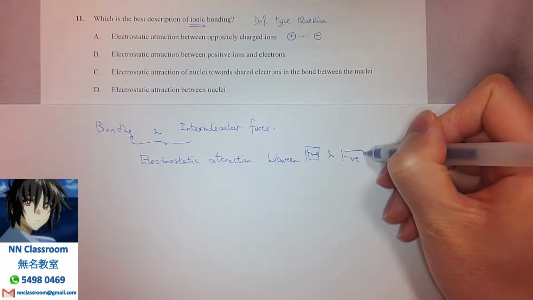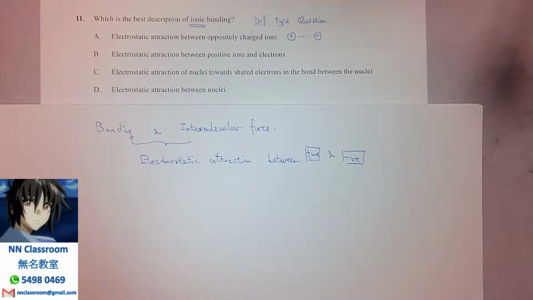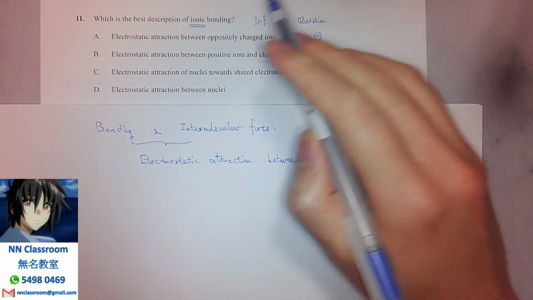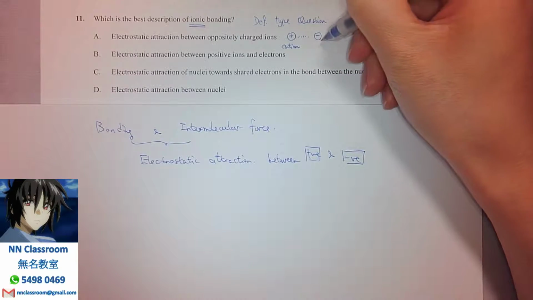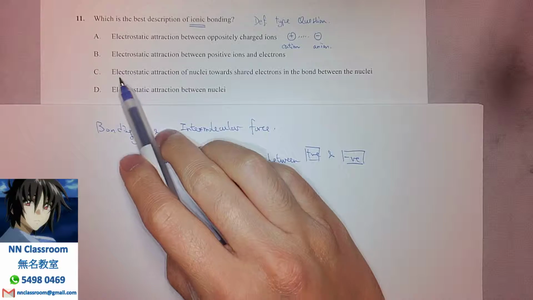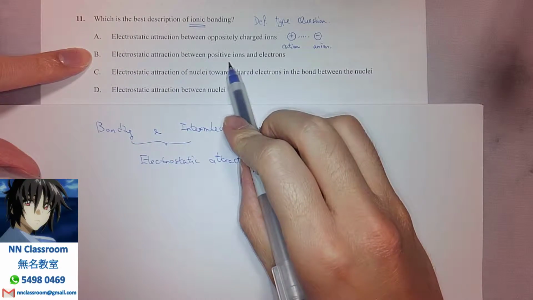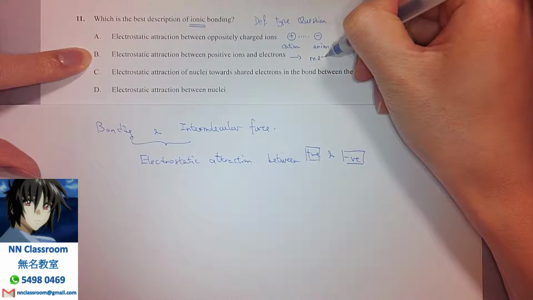But depending on the type of bond, the thing that is positive and the thing that is negative will be different. So in the case of ionic bond, the positive thing is related to what we say cation, and the negative side is related to what we say anion, right? For B, electrostatic attraction between positive ions and electrons, that is to deal with the definition of metallic bond, right?